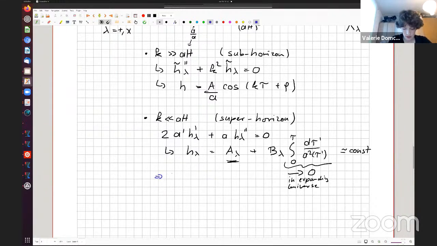We say gravitational waves frozen outside Hubble horizon.